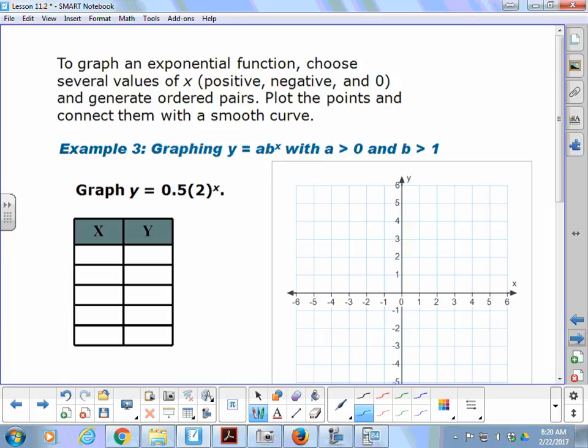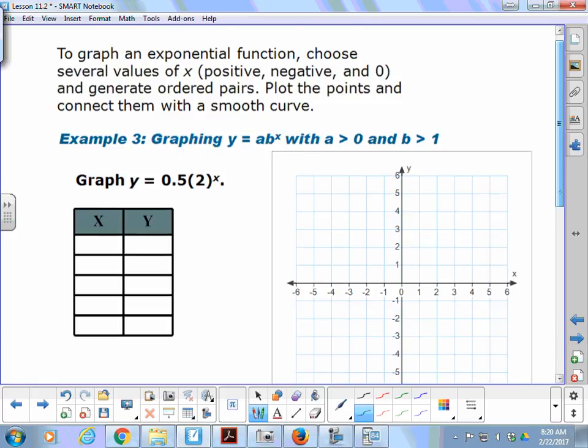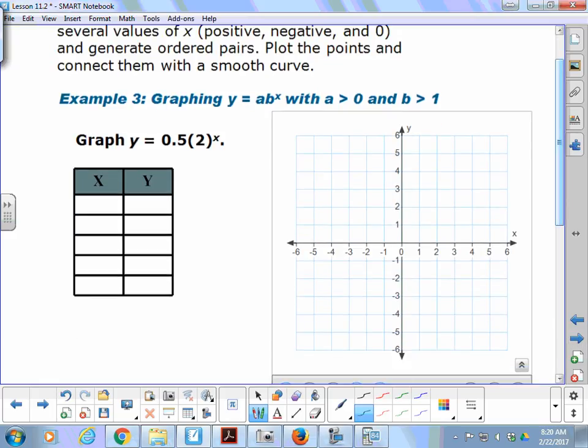All right. Now we're going to look at a couple of different possibilities here. The first one says graphing y equals a times b to the x, with a greater than 0 and b greater than 1. So we're talking about a graph that's going to go up. There are a couple of different ways you can do this, and I want you to do it the simplest way. Actually, we're going to start with the y-intercept. When x is 0, y is going to be 0.5. This is always our y-intercept. The value of a is our y-intercept, so we can start there.